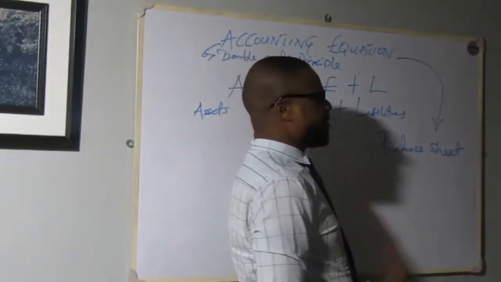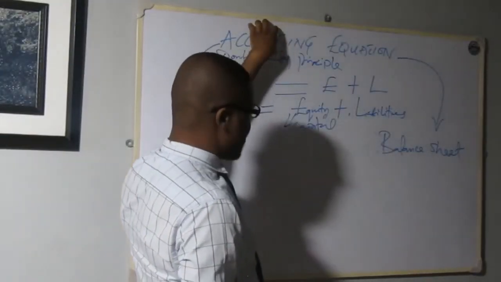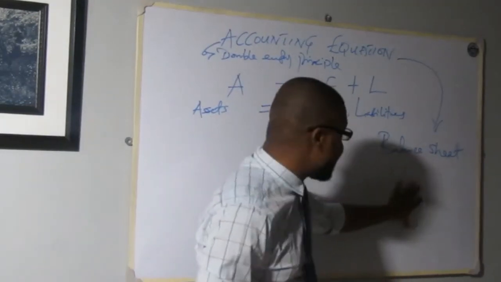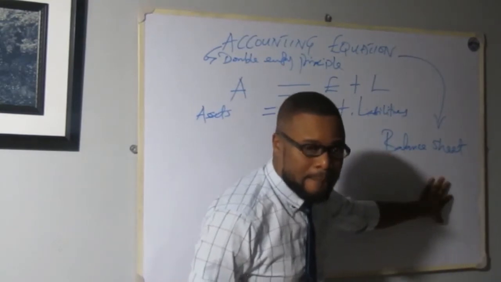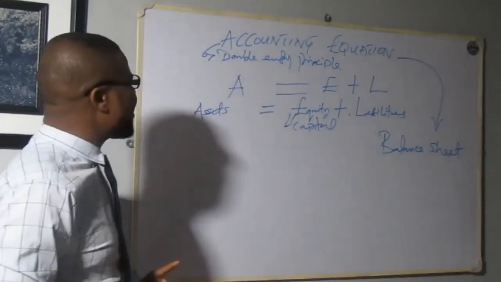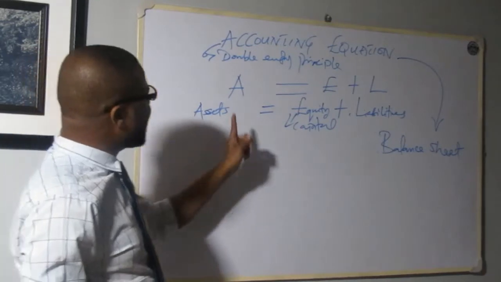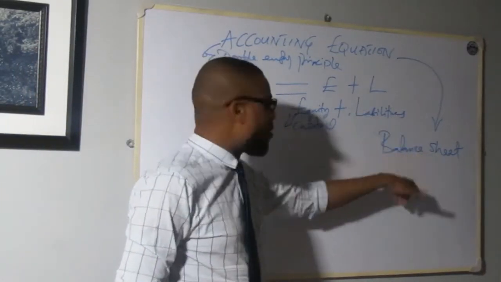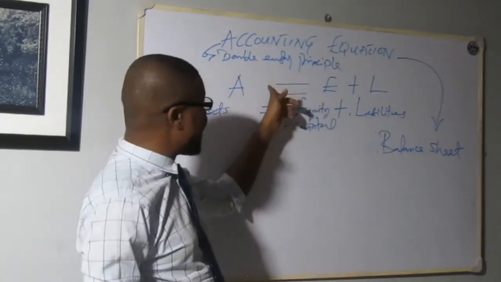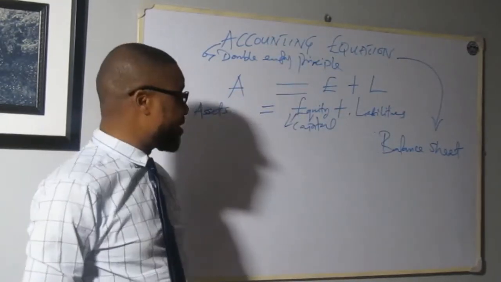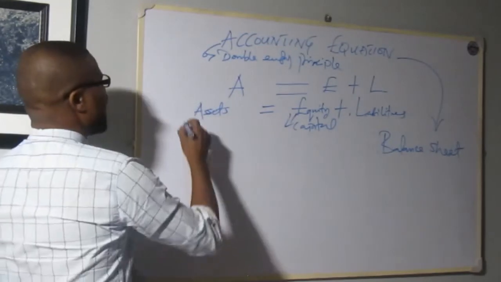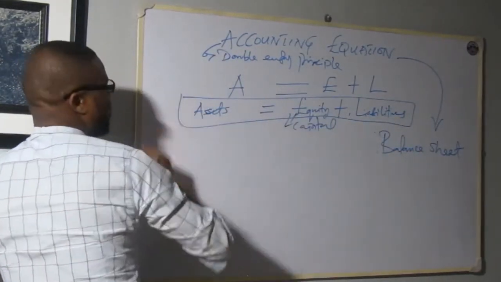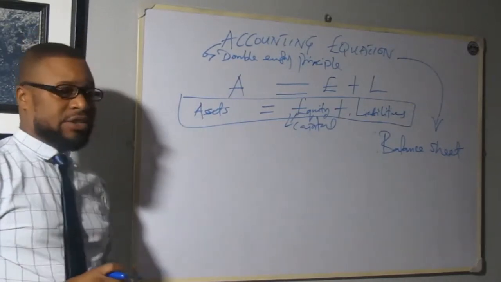And now I'm going to tell you this. The accounting equation is the basis upon which your balance sheet flows. That's the connection, because the accounting equation says assets must be equal to capital plus liabilities. And why do you prepare your balance sheet? You want to test what the accounting equation has said. So basically, I want to show you that these are the items you have in your balance sheet. There are only 3 items on the balance sheet.